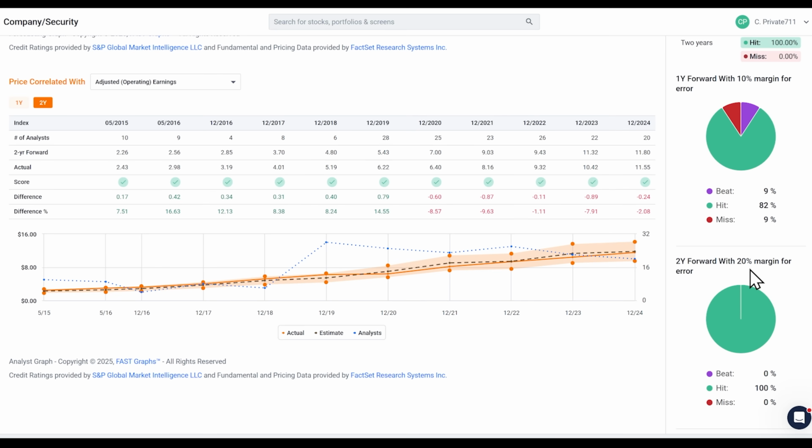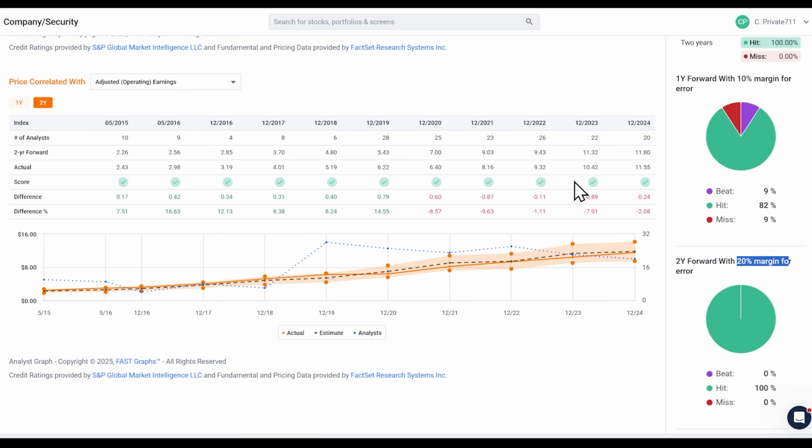When I go into the 2 year forecasting record, and this is with a margin of error of 20%, in other words, we're not saying that analysts are going to be perfectly right. We're saying we expect them to be within a 20% margin of error, plus or minus, okay? They were 100% hit the money on that. So they've always been able to hit the estimates pretty good.